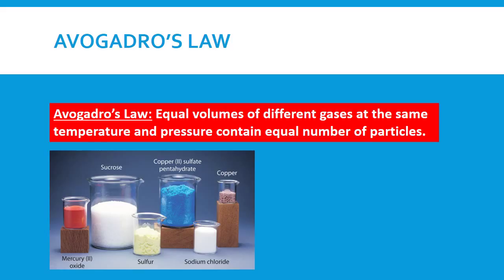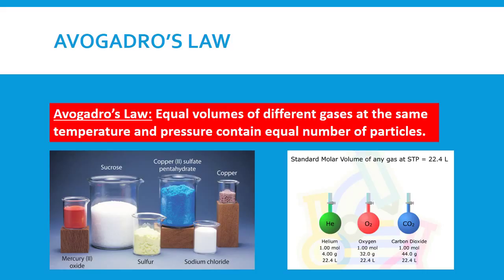Now, the particles that make up the different gases are not the same size, but the particles in all gases are so far apart that a collection of those relatively large particles do not require much more space than the same number of relatively small particles. So you have large space that exists between the individual particles of a gas. If we look at this, we have 1 mole of helium, 1 mole of oxygen, 1 mole of carbon dioxide. Even though they have different masses, their volumes tend to be the same, and they also have the same number of particles.